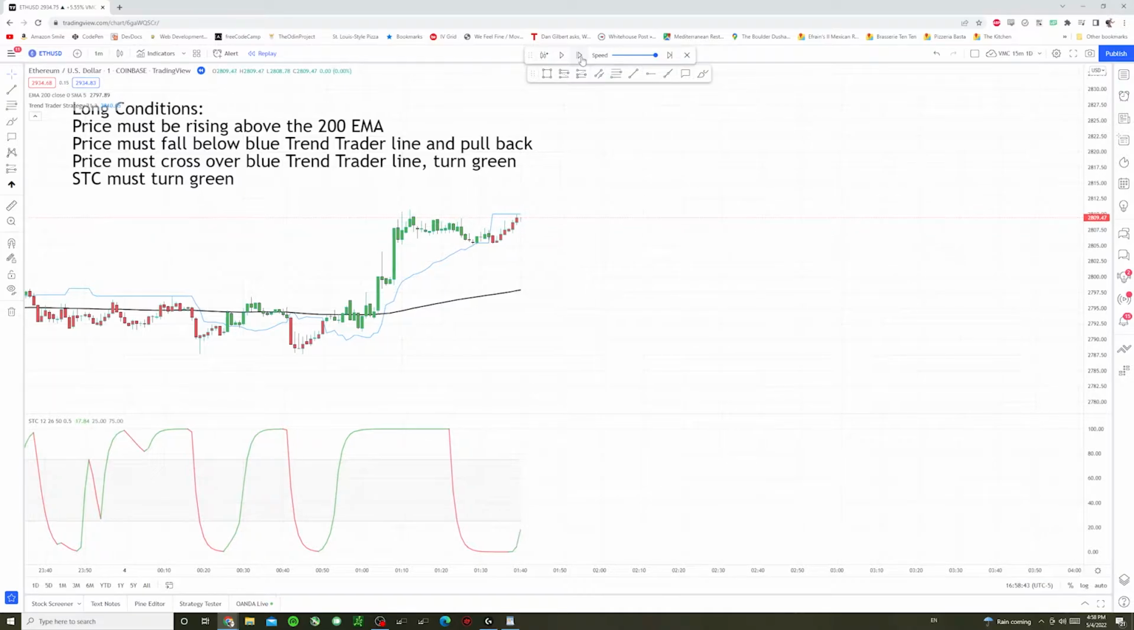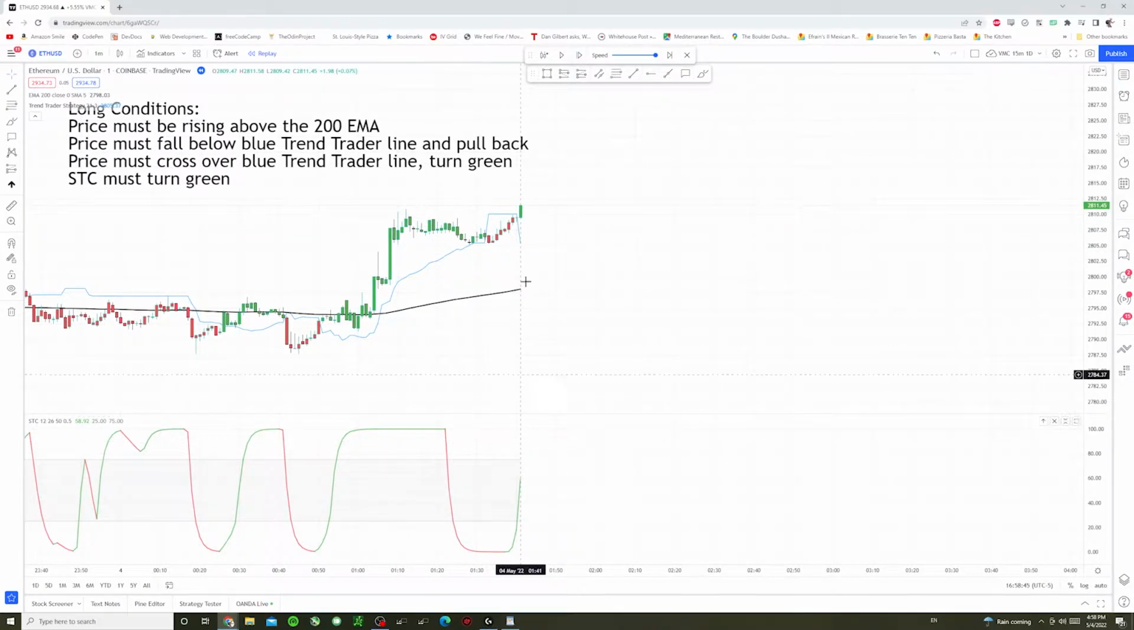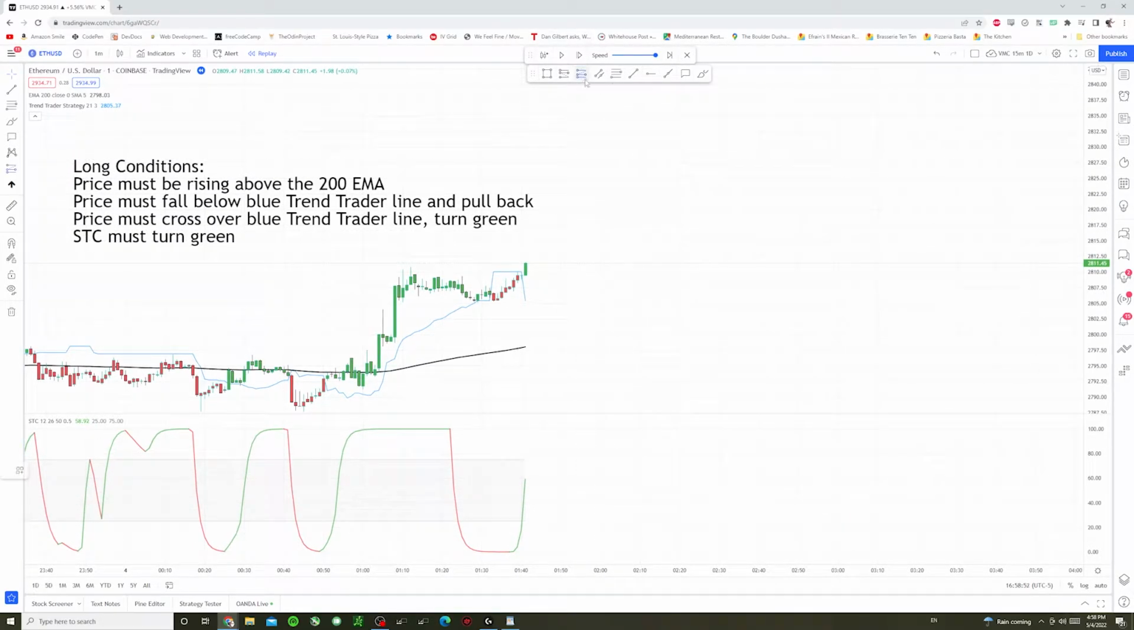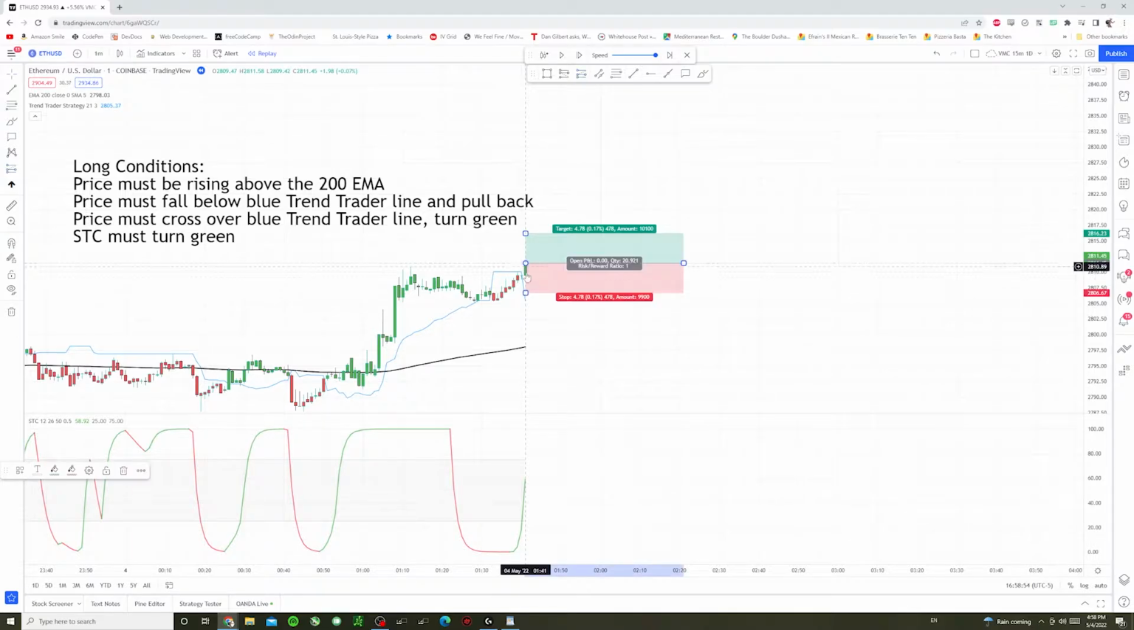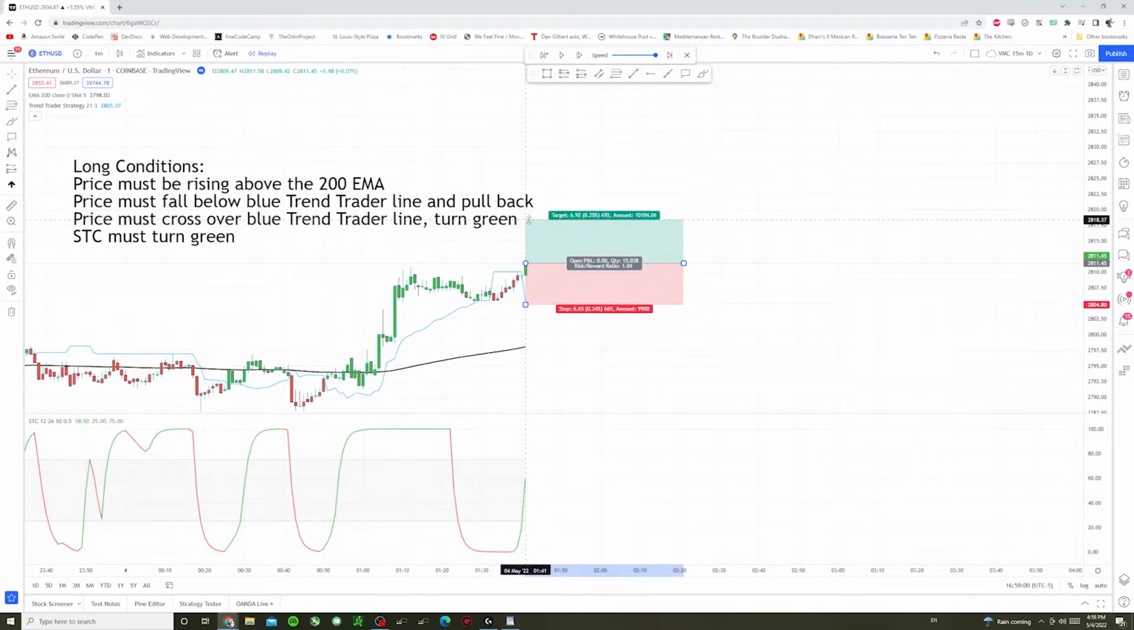Let's see if we can get a green candle. Oh, okay, so we have a green cross here in the STC. We have a green candle here. And so we have a long condition. We will place our stop just below the last swing, and we will be setting a 1-to-1 profit target.